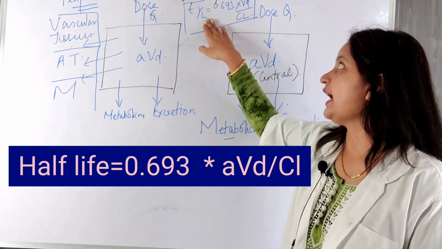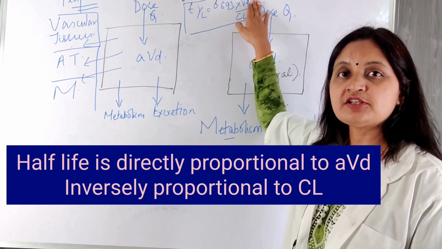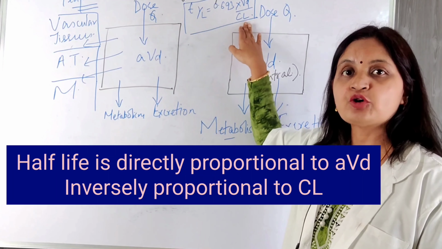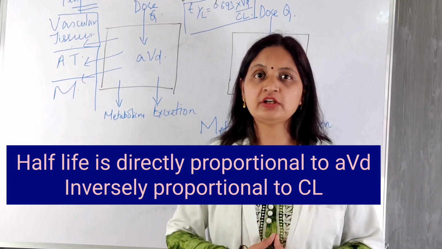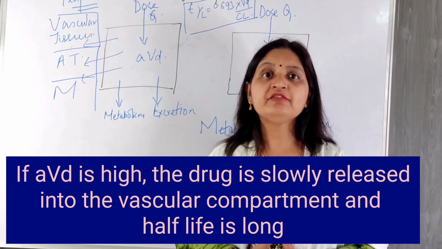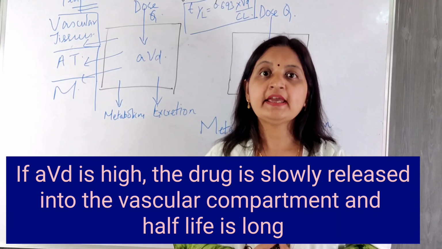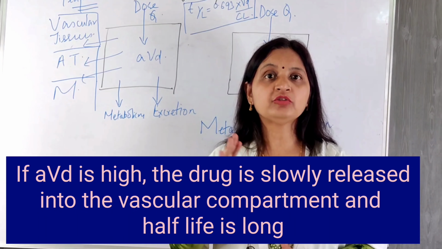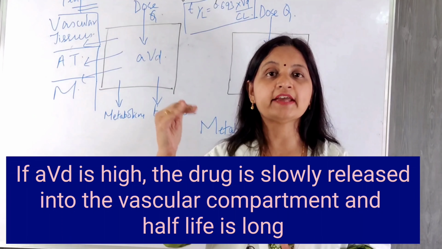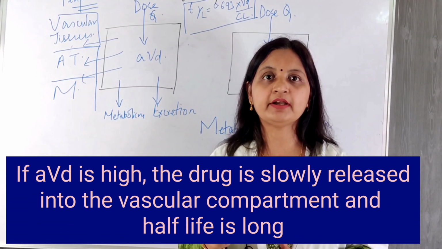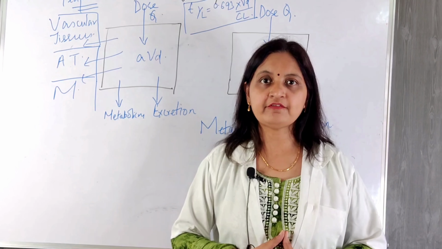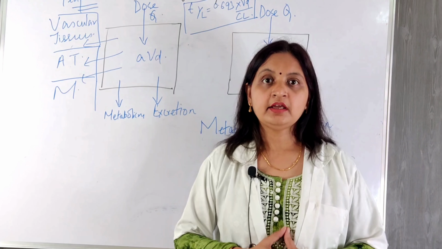So when we calculate, T half is a dependent variable and it depends on the volume of distribution and clearance. So it is directly proportional to the volume of distribution and inversely proportional to clearance. Since the T half is directly proportional to the volume of distribution, if the volume of distribution is high, it means that more amount of drug is deposited in the extravascular tissues which is slowly released into the vascular compartment and so the elimination half-life of the drug will be high.